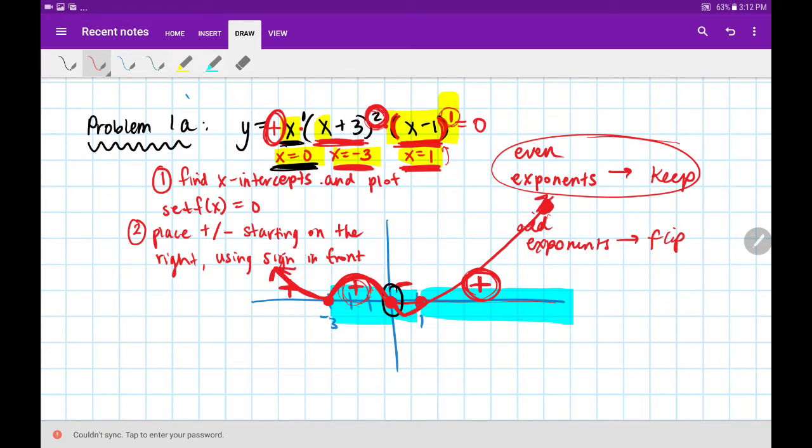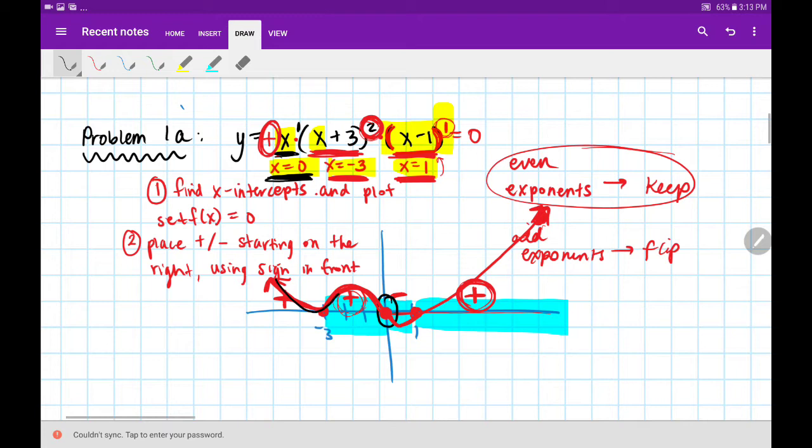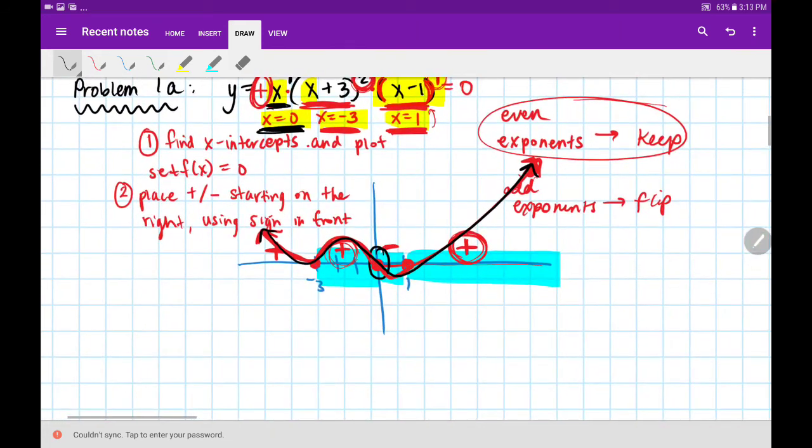So now we've drawn our graph. It looks beautiful. Seriously, this is an awesome graph. We can make it maybe a little more curvy. There we go. Now we need to determine our end behavior.